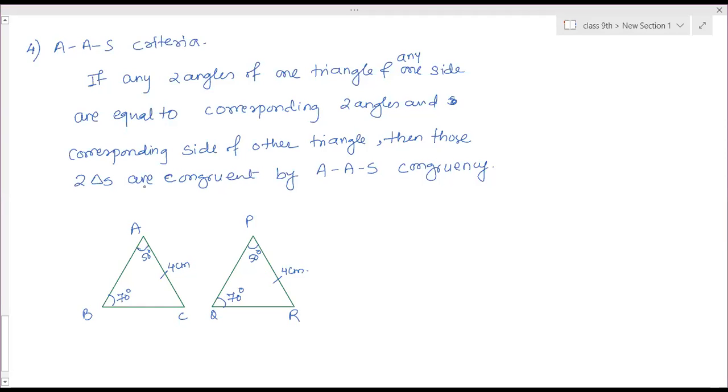Actually, what is happening here? These two angles are equal. So ultimately, by angle sum property, angle C and angle R will be equal. So now the 4 centimeter side is in between 50 and that particular angle. This is 70 plus 50 is 120, so this is 60, and this will also be 60. Now you can say P and A are equal: 4 and 4, and 60 and 60. So therefore, by ASA criteria, the two triangles are congruent. This is an indirect way of proving ASA, so we can take AAS as well. No problem. Are you able to understand?